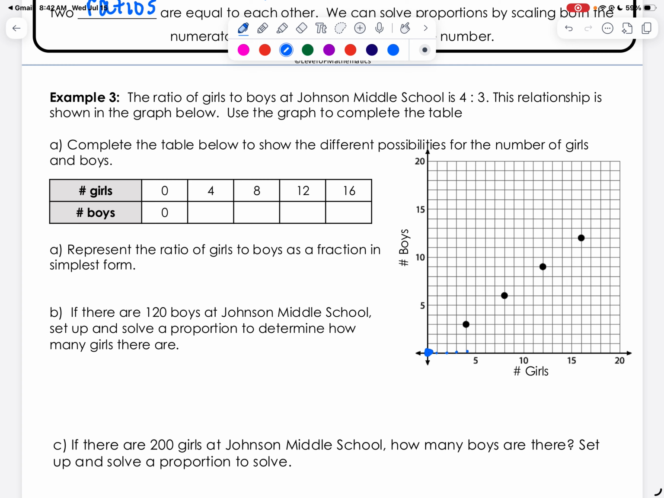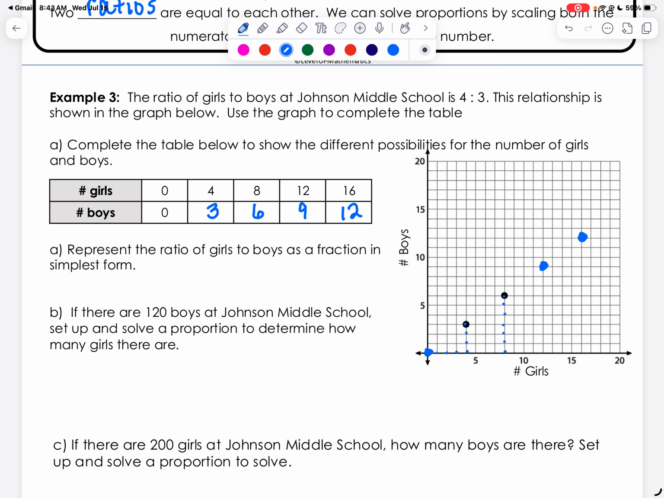1, 2, 3, 4. 1, 2, 3. So 4 girls, 3 boys. 4 to 3. All right. So our next point. Let's see. 5, 6, 7, 8 over 8. 1, 2, 3, 4, 5, 6. 8 to 6. So 8 girls, 6 boys. Our next point right here would be 10, 11, 12. I'm going over 12, up 9. And then our last point, let's see, that's over 16. And this is 10, 11, 12, and up 12. So 16 girls, 12 boys.